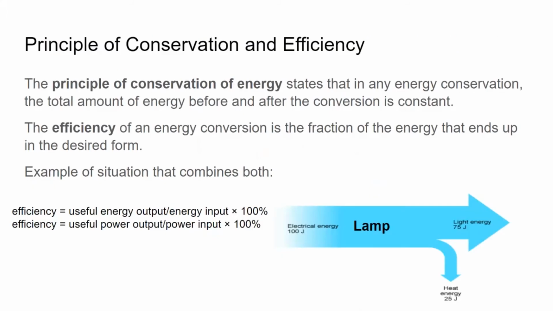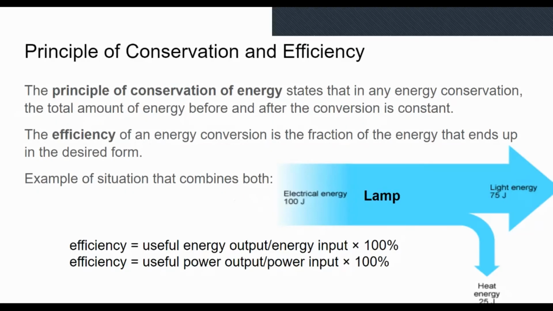Principle of conservation and efficiency. The principle of conservation of energy states that in any energy conversion, the total amount of energy before and after the conversion is constant. The efficiency of an energy conversion is the fraction of the energy that ends up in the desired form. So here's an example of a situation that combines both. Like I said before, a lamp. This is the Sankey diagram of the lamp.